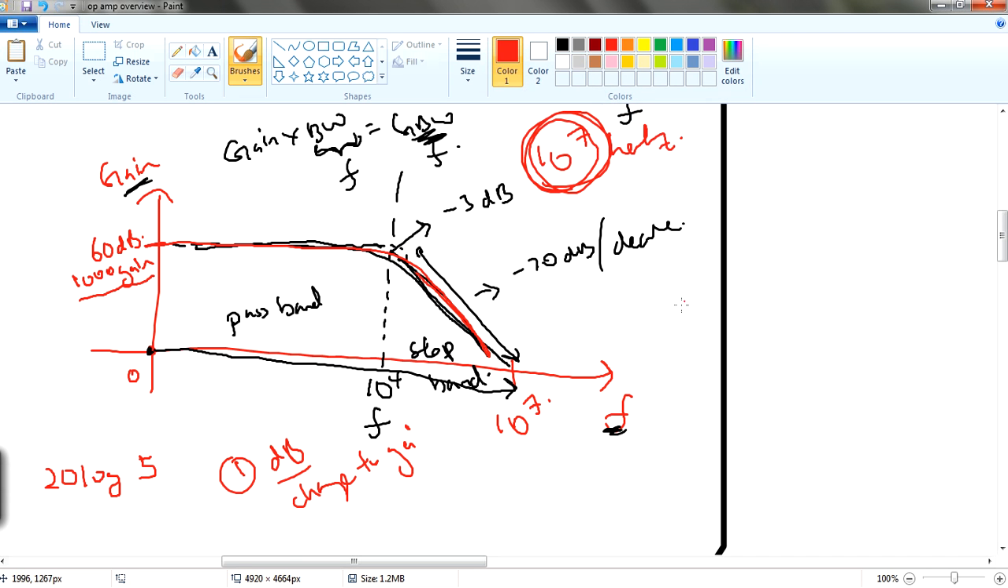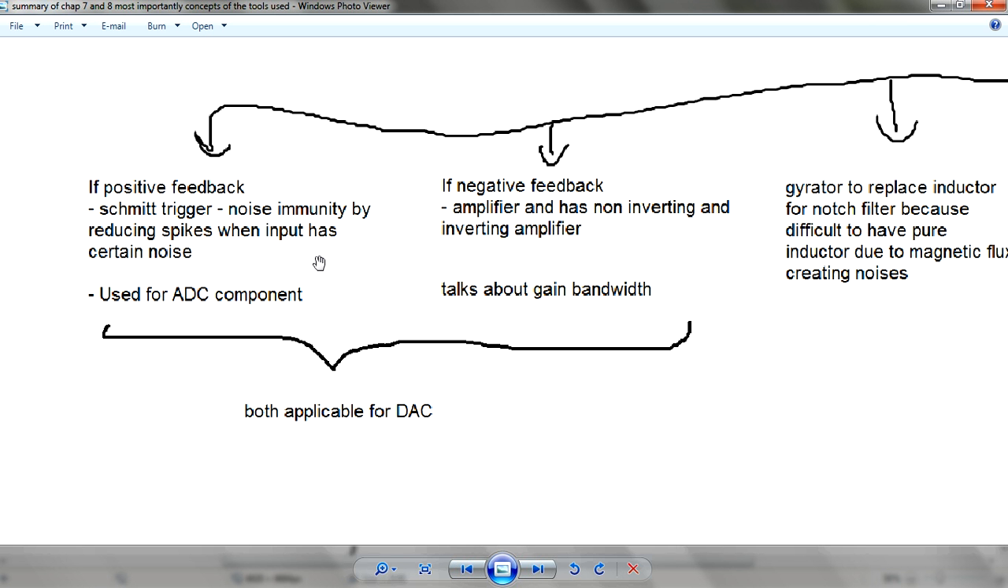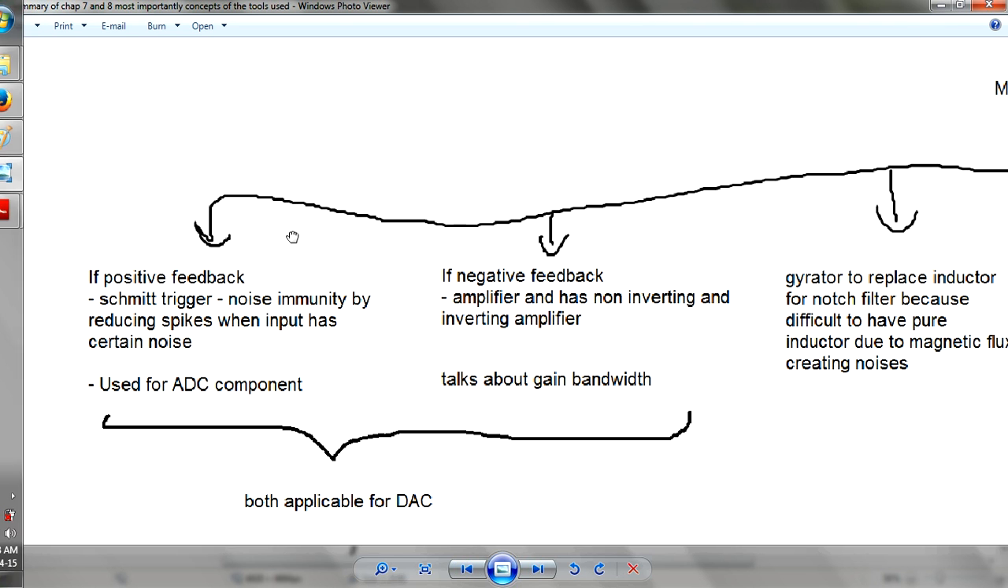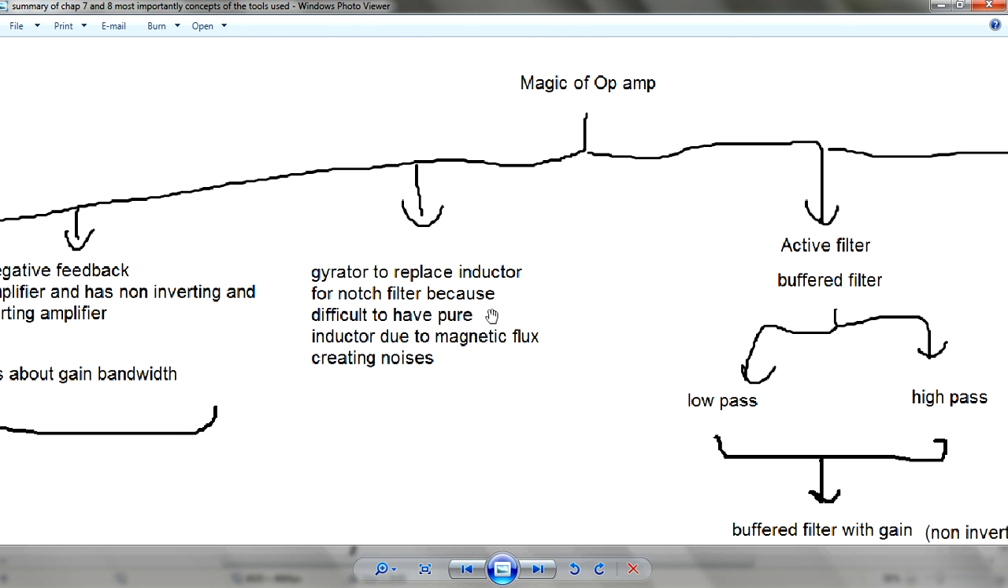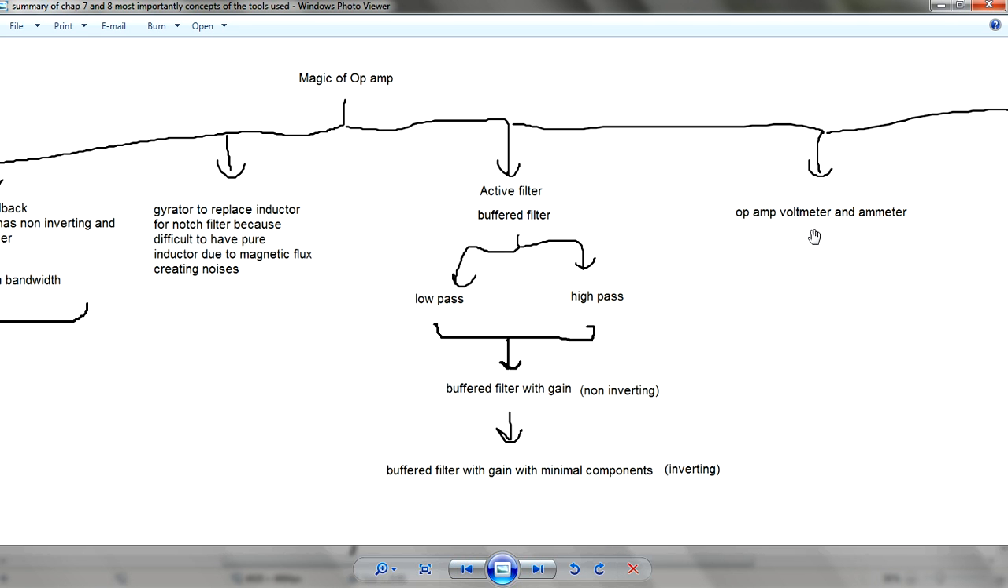So I think I'll just call it here. Just to recap, we have talked about positive feedback and negative feedback. And these are the things that we talk about. ADC, you can go to another video, I have some discussion on it, if you remember. Anyway, next video I'll try to talk about the generator and then active filter and such. I think I'll talk about this first. So I'll see you there.